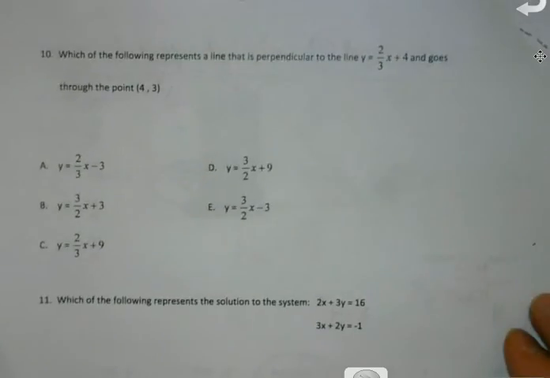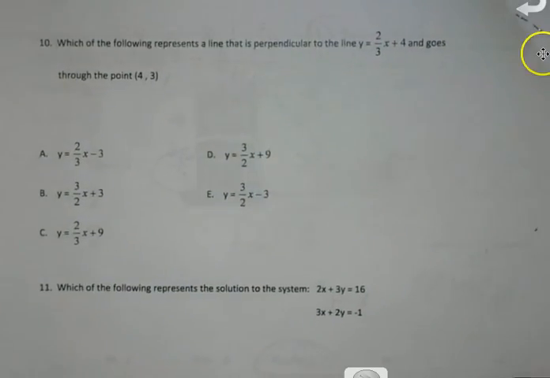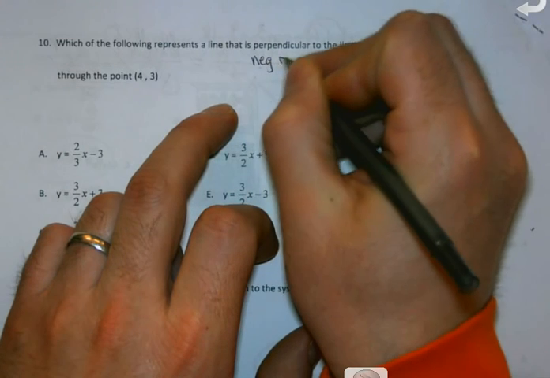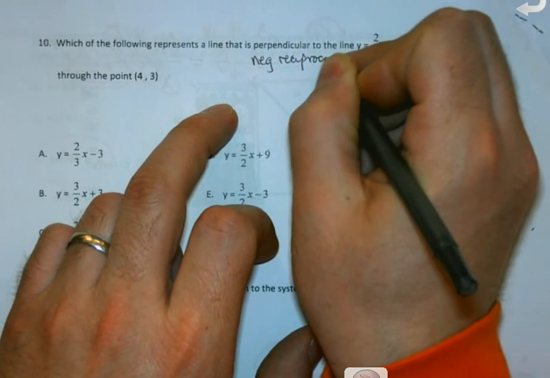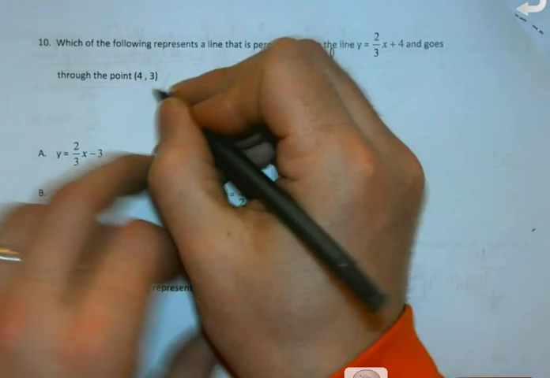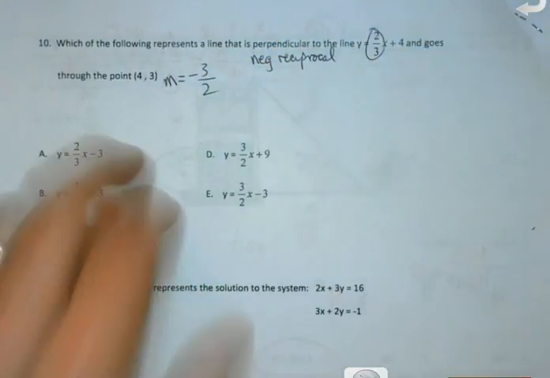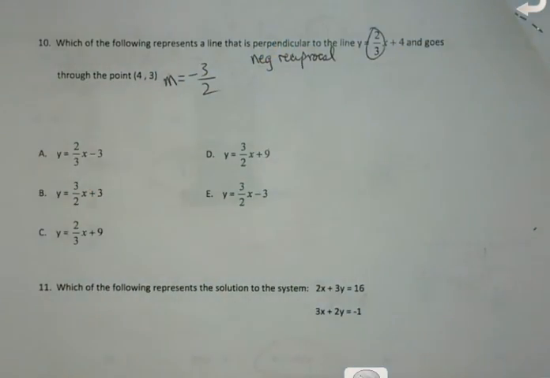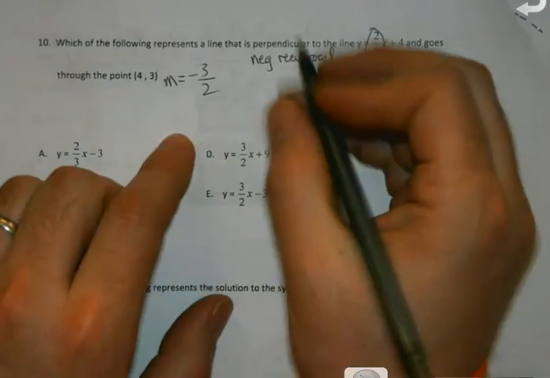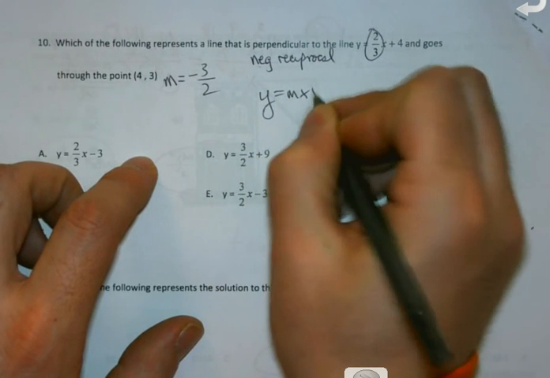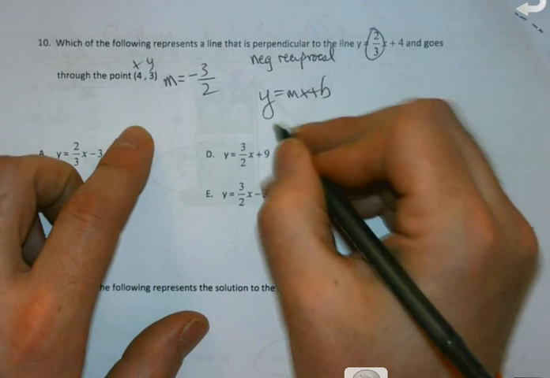It's a good review for the ACT even. Which of the following represents a line that is perpendicular to this line and goes through the point? Okay, perpendicular. Negative reciprocal. In other words, my new slope is going to be the flip of this and switch the sign, which is negative 3/2. So to get my equation, I could use point slope form, or I could use regular old y equals mx plus b and just plug my values in.